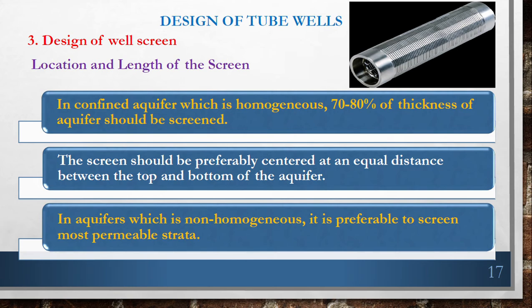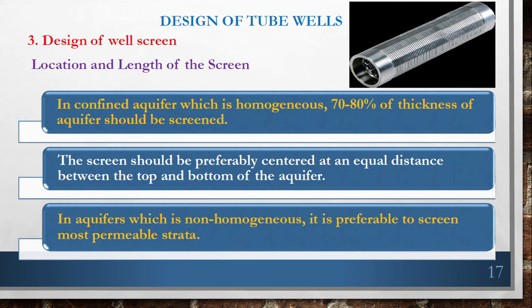It consists of homogeneous formation material. In that case, 70 to 80% of the thickness of the aquifer should be screened. So the thickness of the aquifer will be there. The 70 to 80% of the aquifer thickness should be screened in that case.